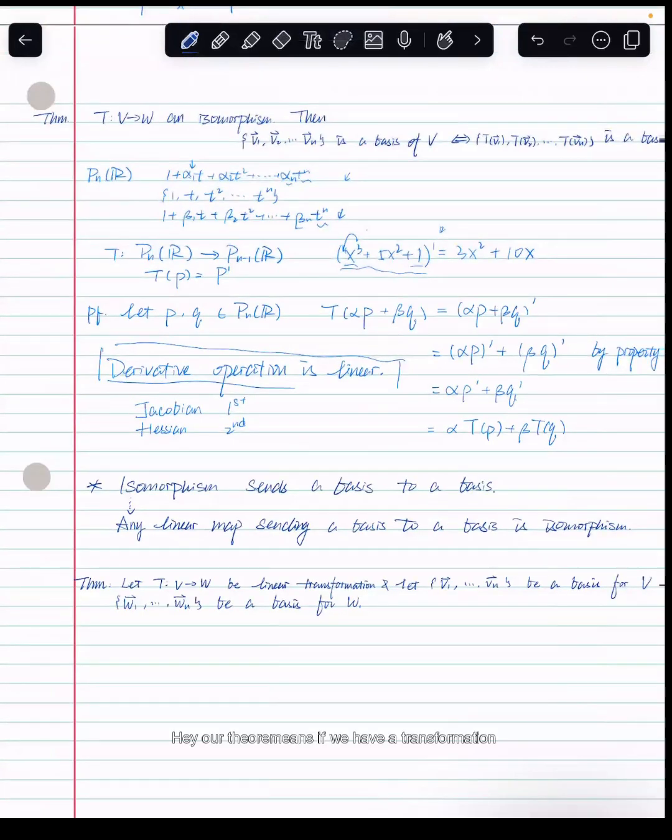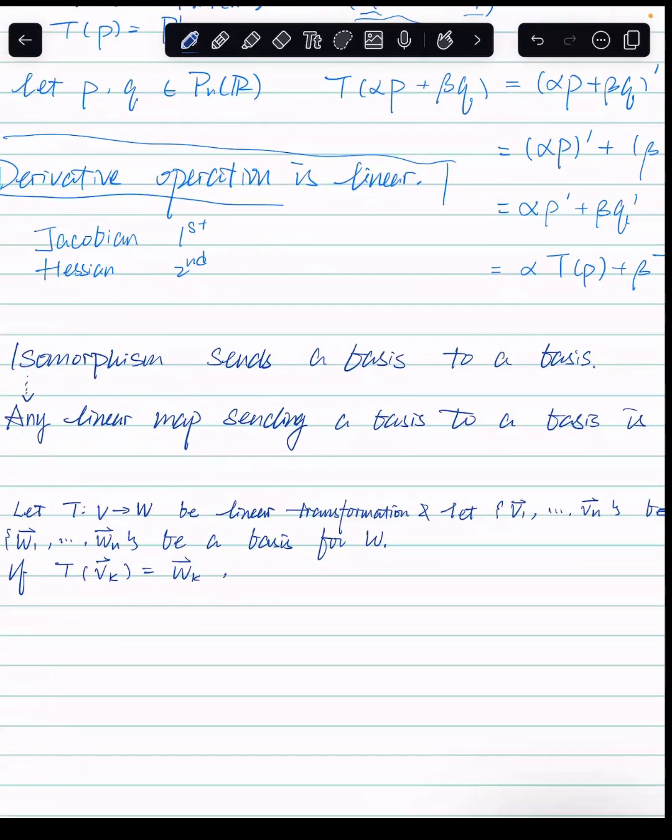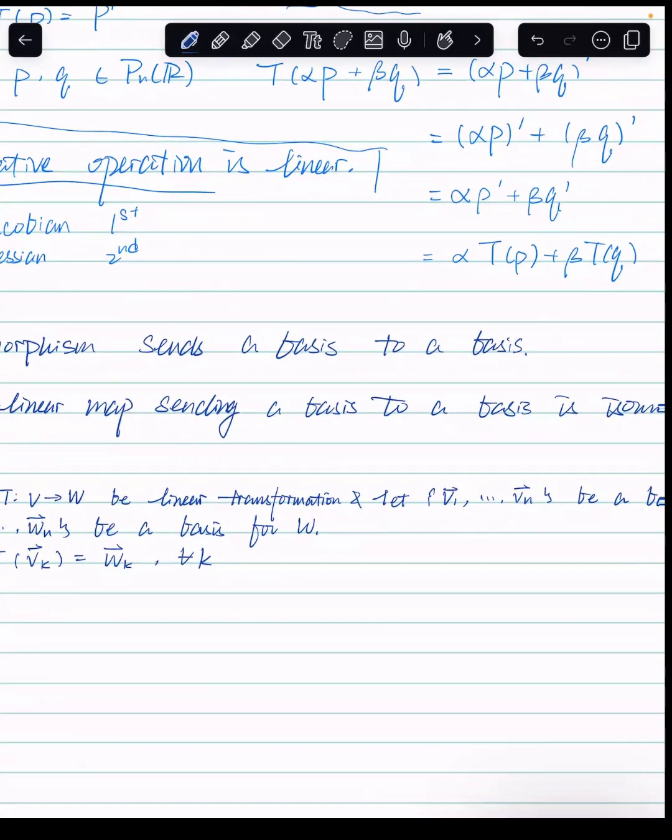Okay, our theorem is: if we have a transformation T, and if T of Vk equals Wk for all k from 1 to n, then we say T is an isomorphism.